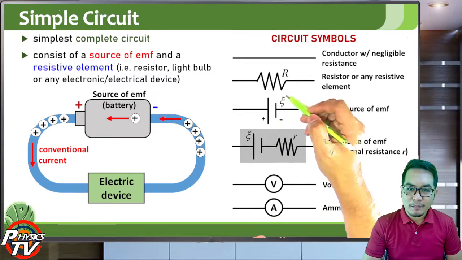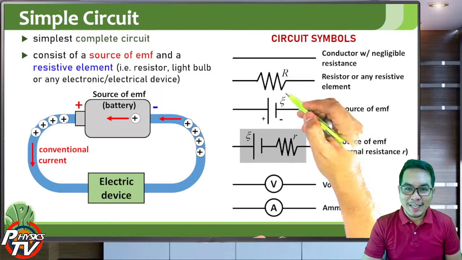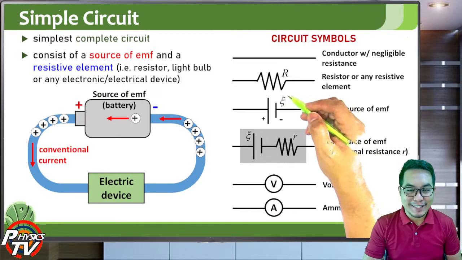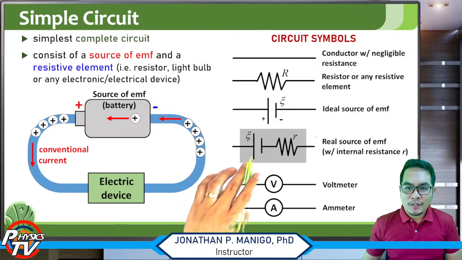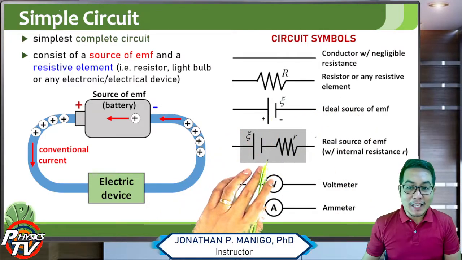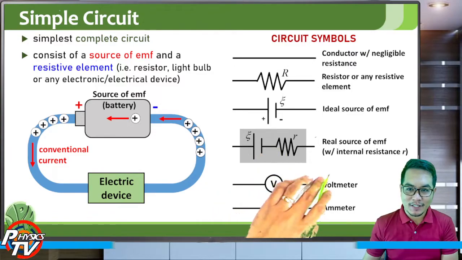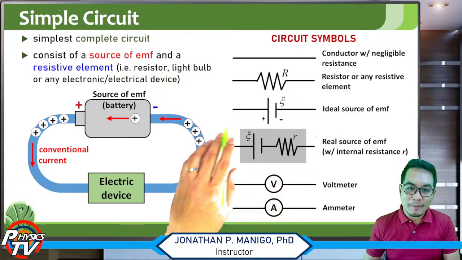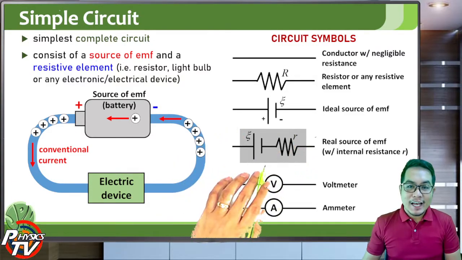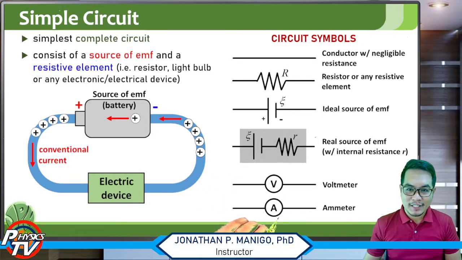And this is our symbol for EMF. It's the Greek letter Xi, but I will not call it by its Greek letter. I will just call it EMF. So this is an ideal source of EMF. A real source of EMF actually has some sort of resistance, an internal resistance. This is the symbol for the internal resistance. So a real battery, for instance, has an EMF, and it also has an internal resistance.